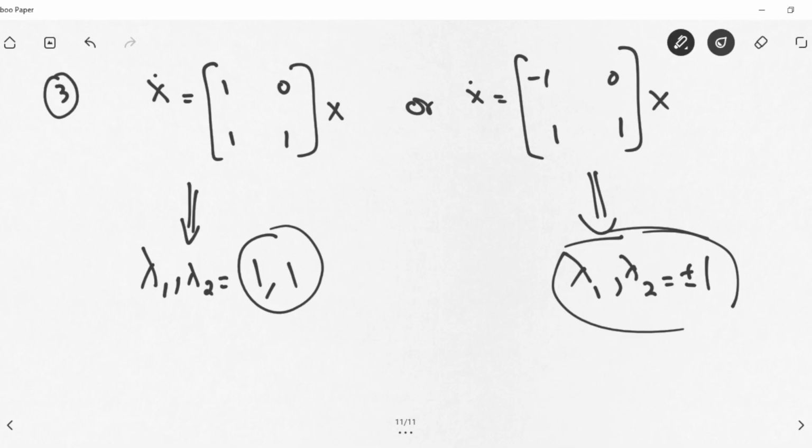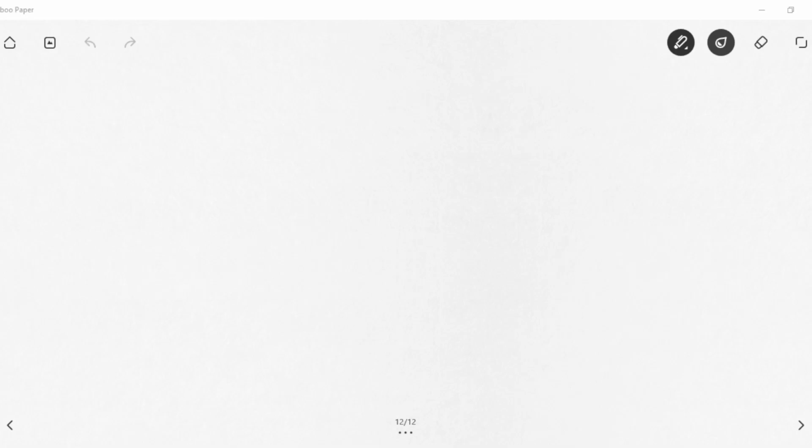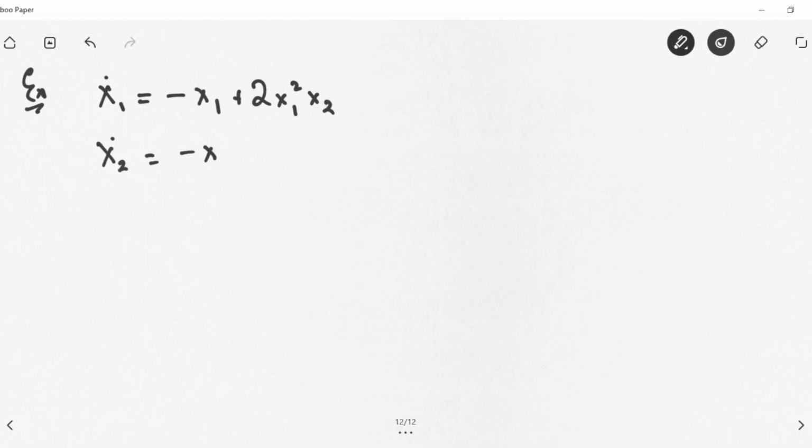So corresponding to both equilibrium points, the system is exhibiting unstable behavior. So far we haven't seen a stable system in all of the examples that we have taken. Let's have one more example. x1 dot equal to minus x1 plus 2 x1 square x2, and x2 dot equal to minus x2.